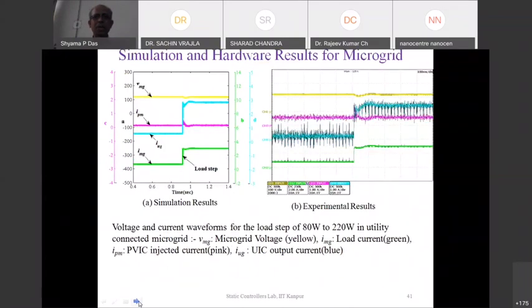So this is similarly for when we have a step change in the load, we see that the current, the utility is taking over. So this basically shows that the utility is supplying the current when there is no solar generation. Next slide.